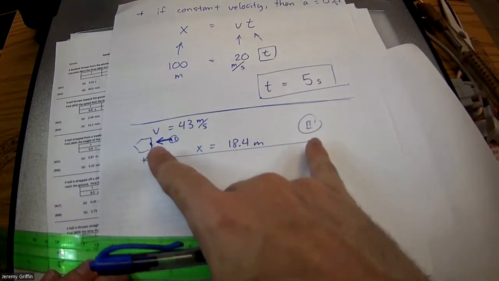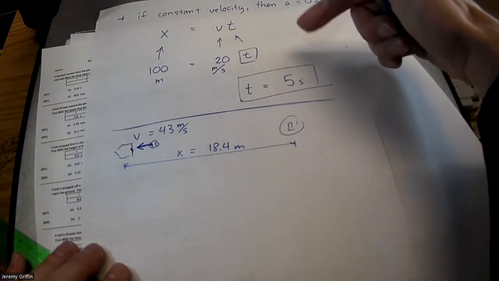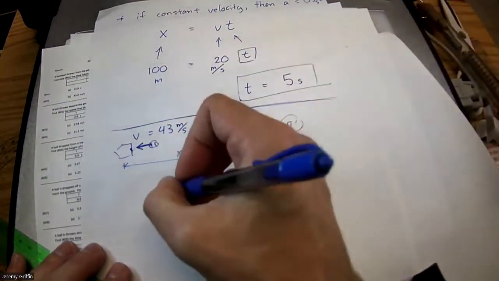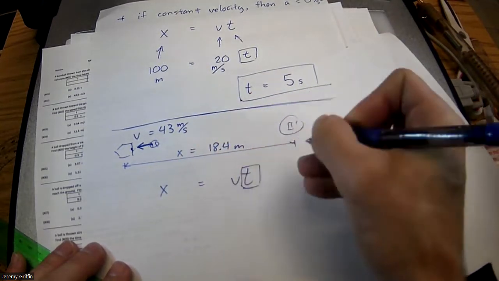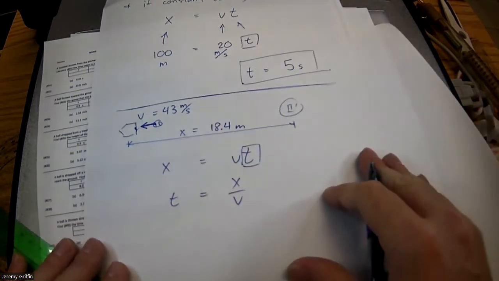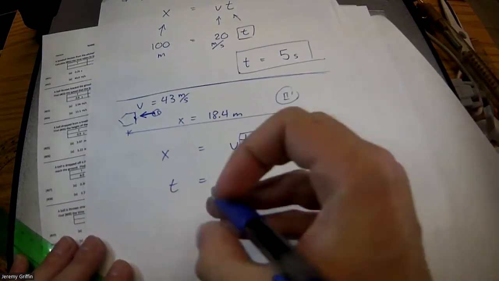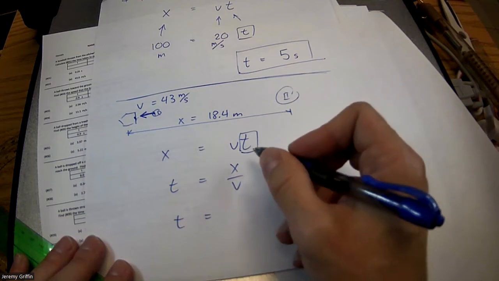How much time? Can you guys solve that? The answer is almost up here, isn't it? Just different numbers. So x equals vt. Solve for t. Isn't t always going to be x on v in terms of variables? T is equal to x on v.